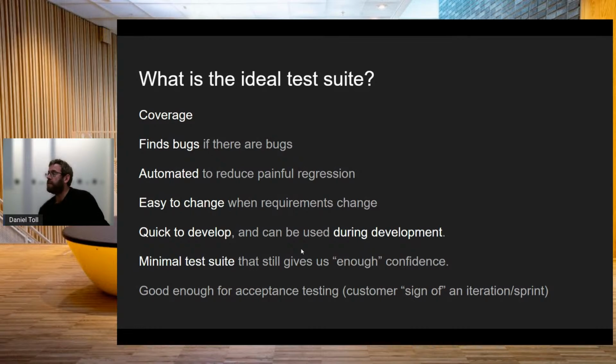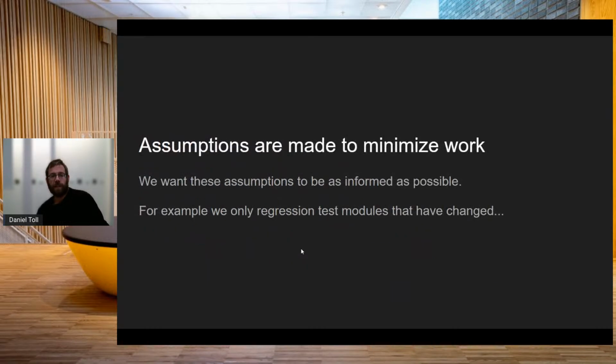So if I run my tests, I should feel confident that the system works and that I can release this version. In order to do that, we make assumptions. I don't know if you've heard the proverb where the assumption is the mother of all mistakes, which means that when we assume things, we generally also make mistakes. So we want to have informed assumptions in order to make fewer mistakes. One informed assumption could be: we only regression test modules that have been changed. We assume that modules that have been changed have more bugs in them, and that is just an assumption. We don't know that, but we let that assumption guide our work to minimize our work so that we can save, so to speak.